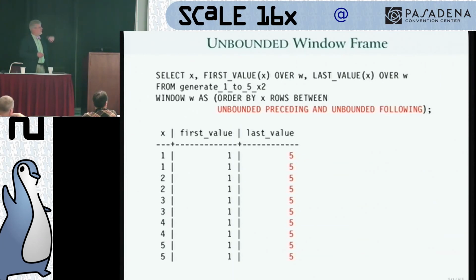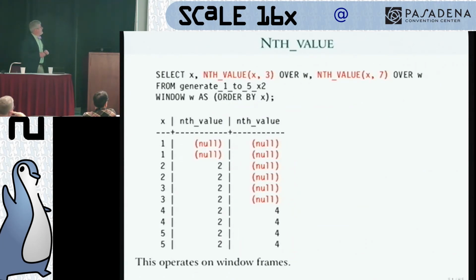Okay? Here's another window function, nth value. It gives you the nth value in the set. So these operate on frames, right? So the first 2 rows don't see a third row in their frame. Only at the third row does it see a third row in the frame. Same thing over here. It doesn't see a 7th row until row 7. Because I'm using the defaults.